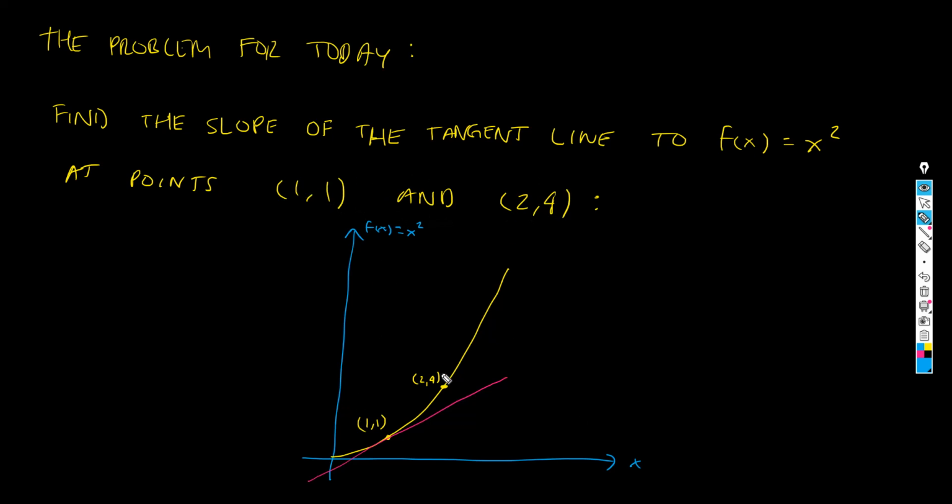And here I'm showing you the function. I'm not showing you the left side because it's not important at this point. I'm showing you points (1, 1), (2, 4), and I'm showing you the tangent line. Okay, this is the tangent line to the graph of this function at point (1, 1). And the problem is to find the slope of this tangent line.